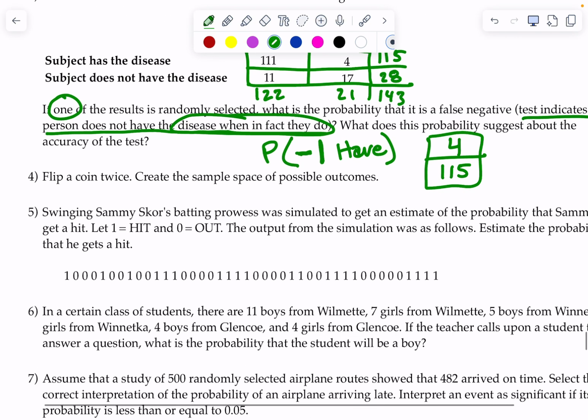Flip a coin twice. Create the sample space of possible outcomes. If we're flipping the coin twice, we could get a head, a head, a head, a tail, a tail, a head, a tail, a tail. There's a second part.